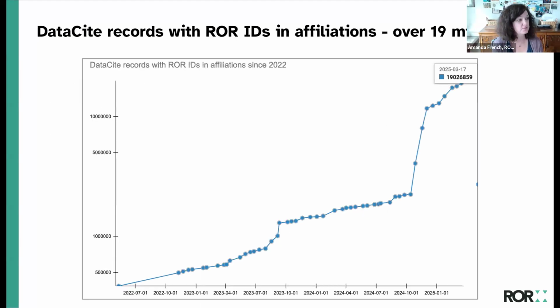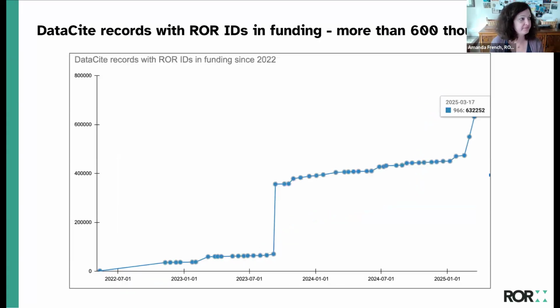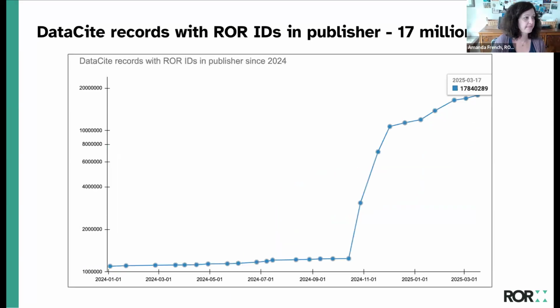DataCite records with ROR IDs in affiliations is over 19 million right now. You'll see a big spike there a few months ago. That was from one entity, the Japanese National Institute for Fusion Science. DataCite records with ROR IDs in funding is now over 600,000. DataCite records with ROR IDs in the publisher element is now over 17 million.